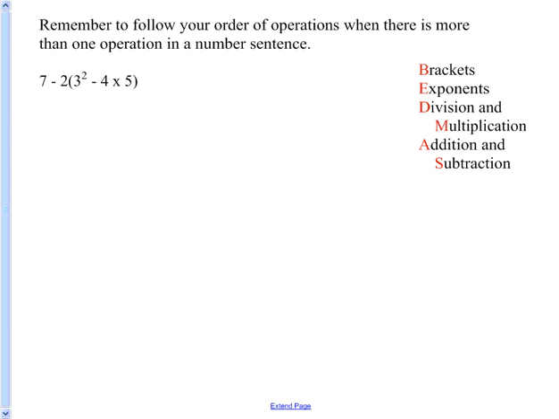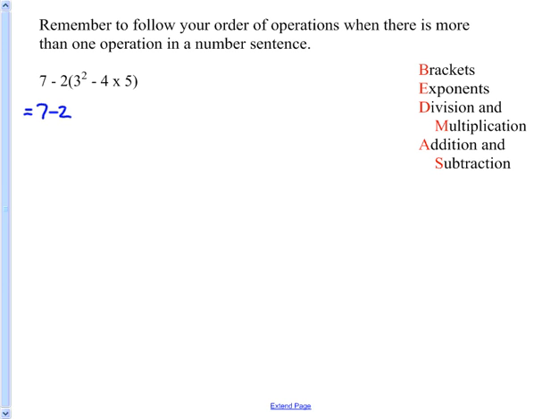So if I look here, I have 7 minus 2 times. Now, how do you know it's times? Well, when there's a number and then a bracket with nothing in between them, it's always a times. So positive 7 minus 2 times the bracket 3 squared minus 4 times 5. Order of operations says we start off with any operations in the brackets. So I'm going to start with the brackets.